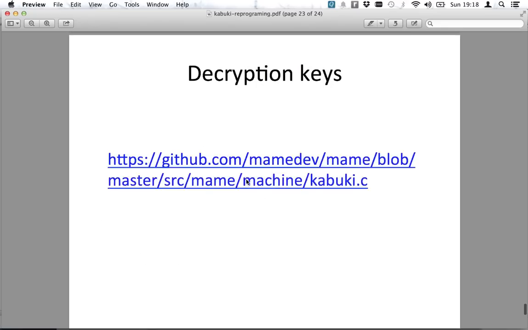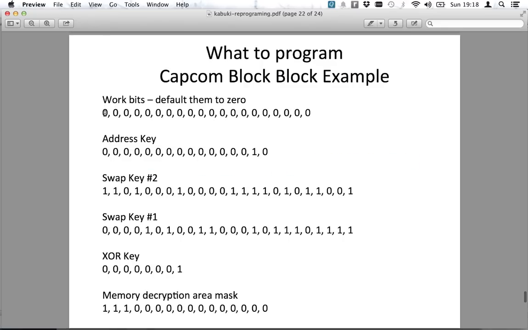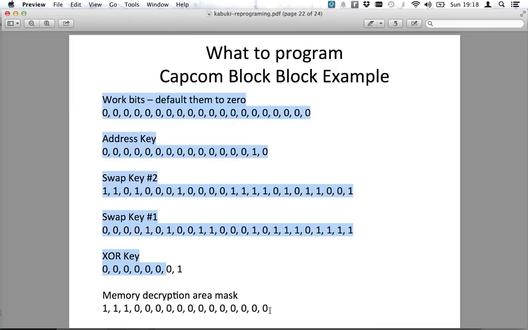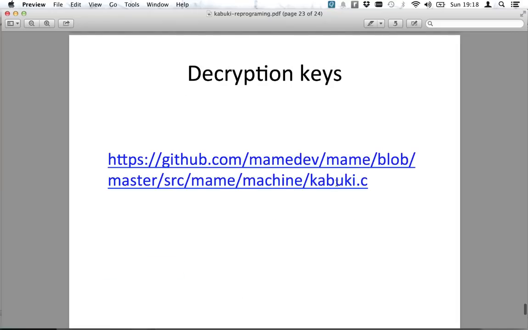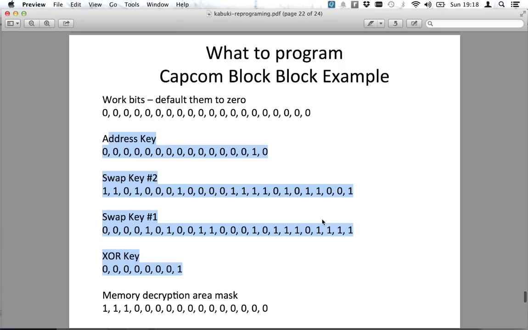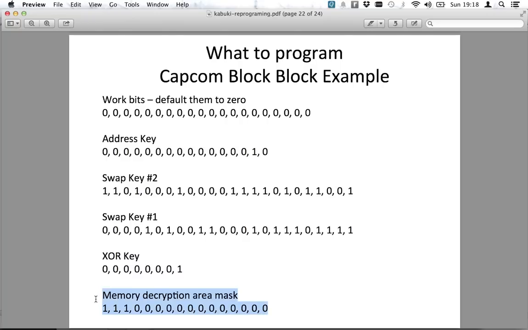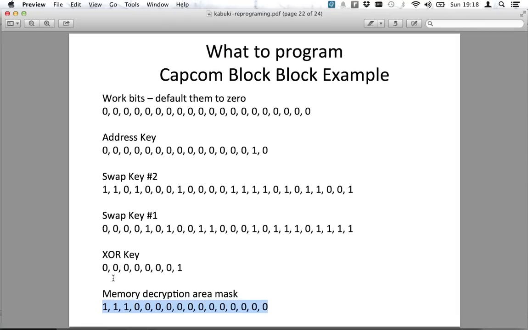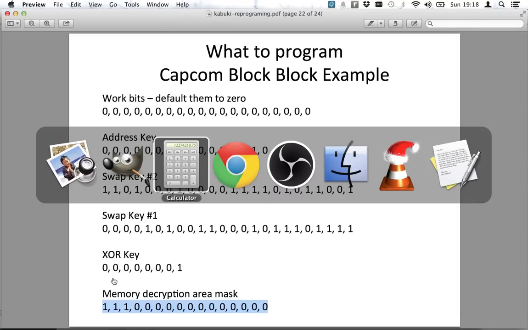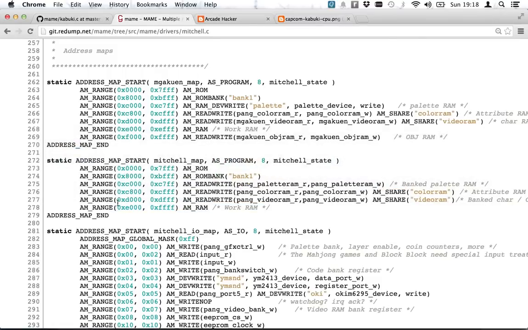And with the reprogramming, I showed you that you need to do it this way, right? Top left, bottom right, and all of the keys for your different favorite games are shared by the main team on this driver here, kabuki.c, that's available on the internet. And the mask is something you need to come up with yourself. Block, Pang, they all have the same mask. So it's three ones at the beginning, the rest are zeros. And by looking at the driver, this is basically E000 to FFFF.